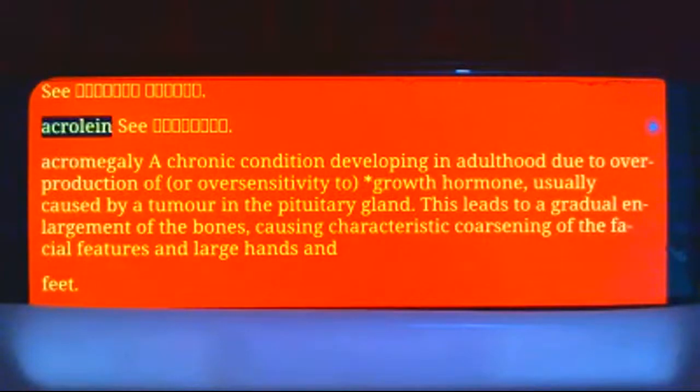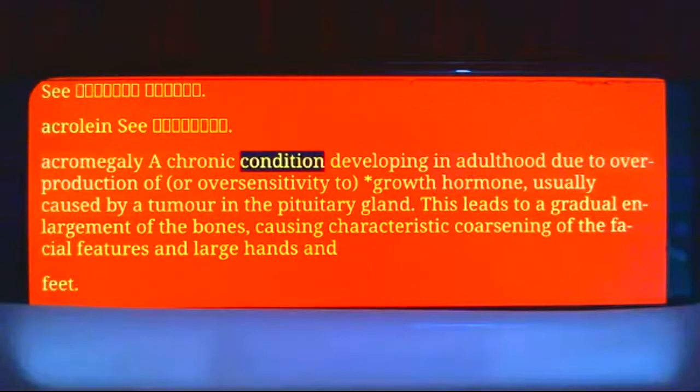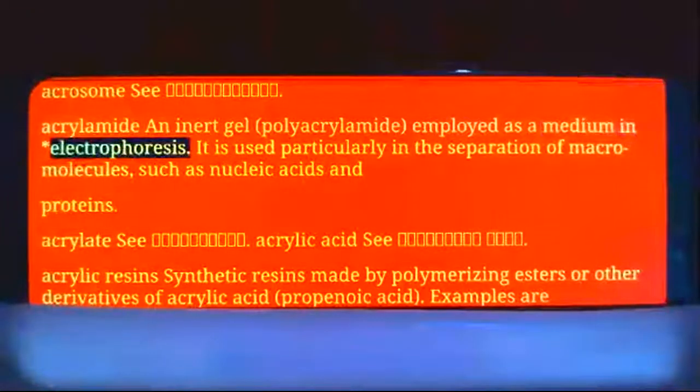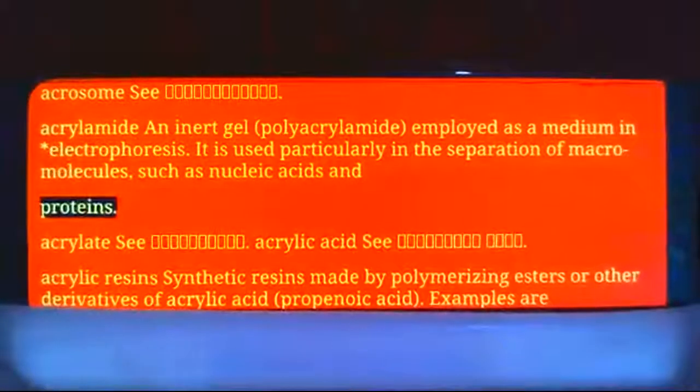Acromegaly, a chronic condition developing in adulthood due to overproduction of or oversensitivity to growth hormone, usually caused by a tumor in the pituitary gland. This leads to a gradual enlargement of the bones, causing characteristic coarsening of the facial features and large hands and feet. Acrosome. Acrylamide, an inert gel, polyacrylamide, employed as a medium in electrophoresis. It is used particularly in the separation of macromolecules, such as nucleic acids and proteins.